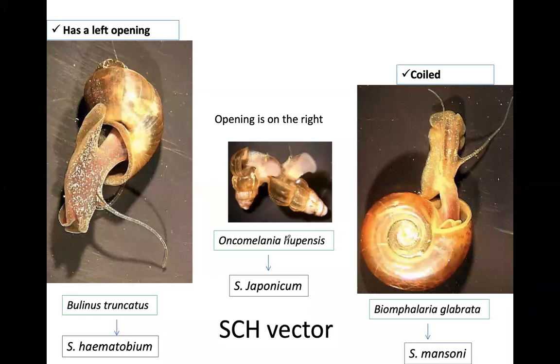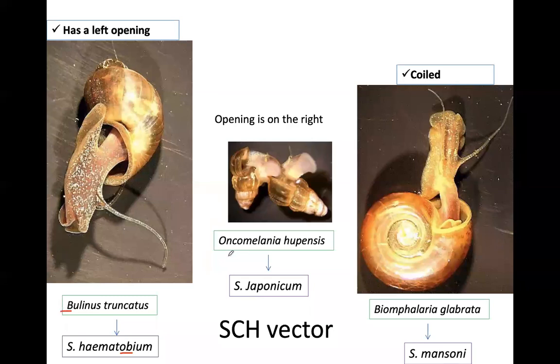These schistosomes are transmitted by different snails as vectors. And there are three major snail vectors, but there are many other snails available. So there's Bulinus for hematobium, Oncomelania for japonicum, Biomphalaria for mansoni. I don't have an acronym of how to remember this. You're just going to have to remember how it is. Maybe hematobium has a B, and then Bulinus has a B. You could try to see how that one works for you.